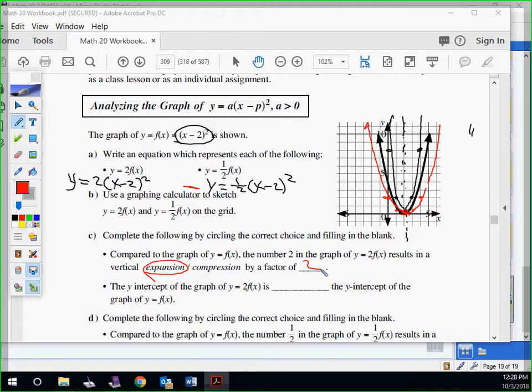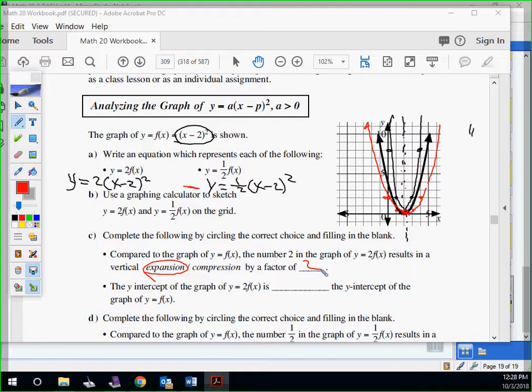That's what's happening. Every point here, so this point here was 1. What's 1 times 2? 2. This point right here is 4. What's 4 times 2? 8. So every point is being multiplied by 2.